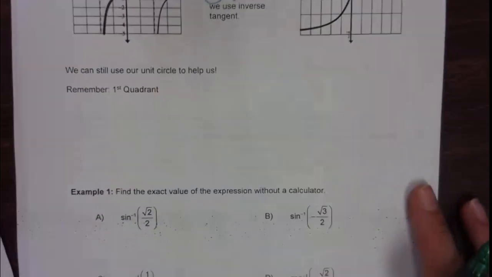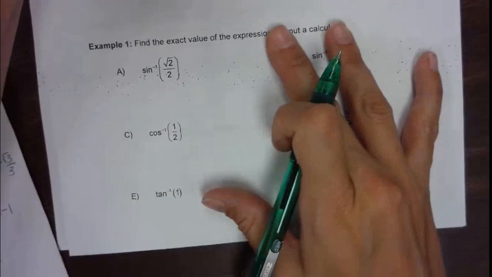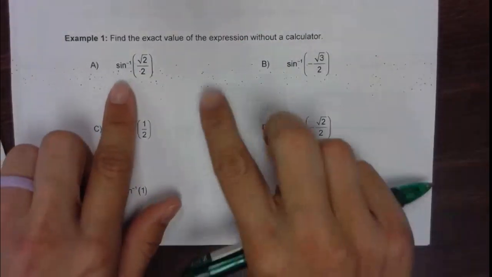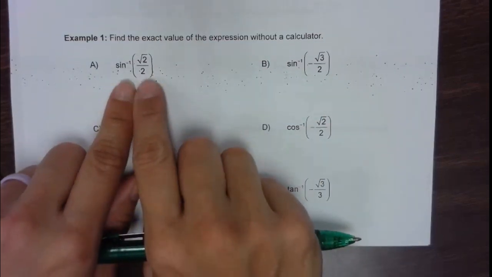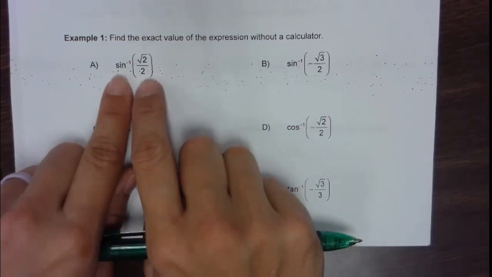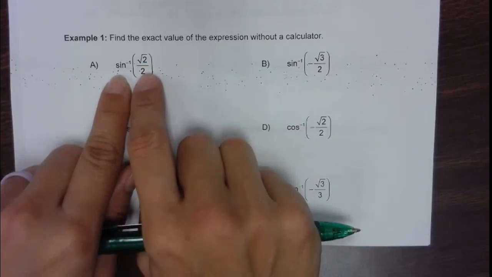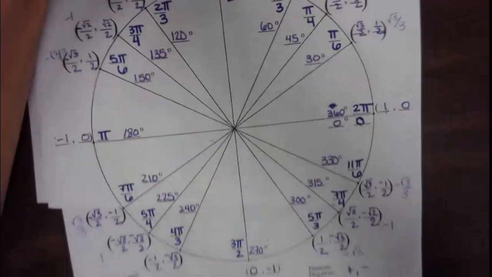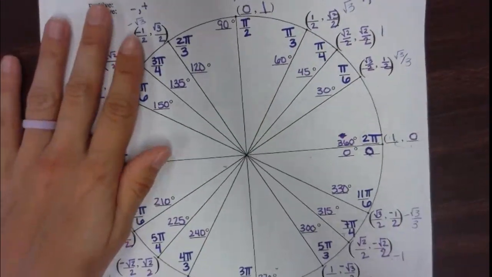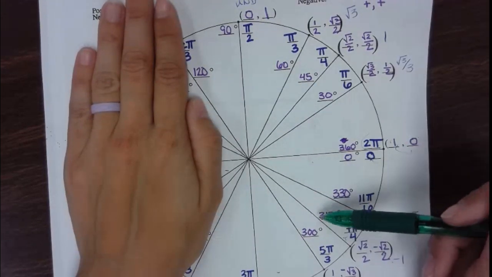Okay. Alright, so what do these questions look like? What we're going to do is find the exact value without a calculator. So we want to find out where sine would equal square root of 2 over 2. Okay. Pull out your unit circle. Now, think of your domain. We only use quadrant 1 and 4.